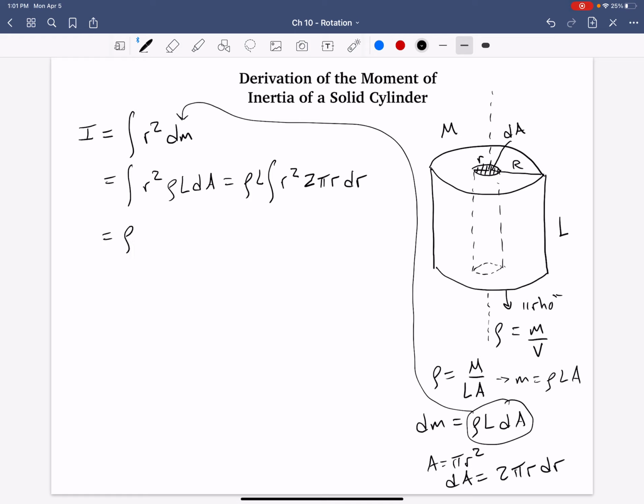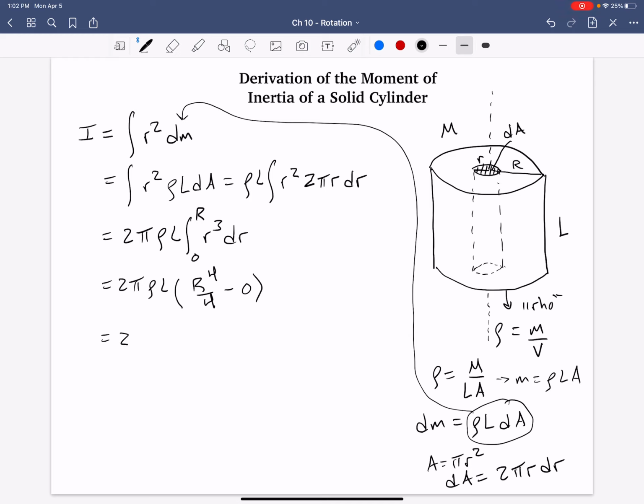But we can do this now. I like the pi's at the very front: 2 pi rho times L times the integral of r cubed dr. And our limits go from the central axis of radius 0 out to a maximum radius of capital R. So let's see what we get: 2 pi rho L, and r to the 4th over 4 gives us capital R to the 4th over 4 minus 0.